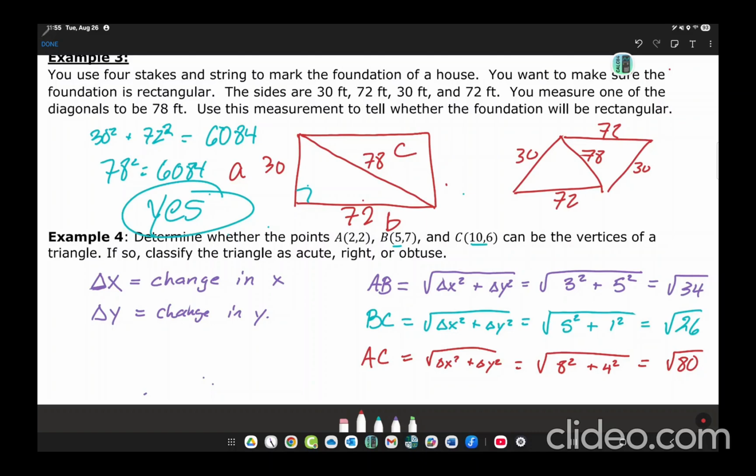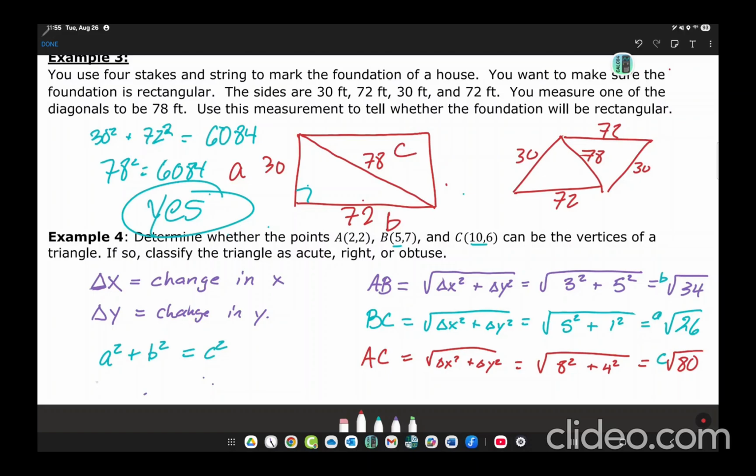Which one's my biggest side then? AC. Yeah, so this is my C value. We'll say that's A and that's B. So A squared plus B squared equals C squared. The reason why I didn't simplify any radicals is what happens when you square a square root. When you square the square root, it disappears.